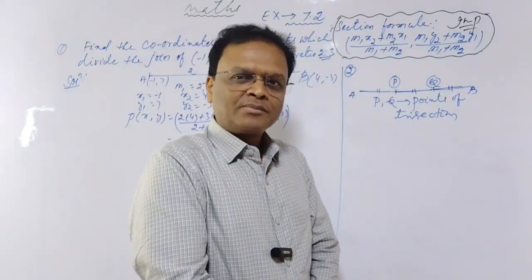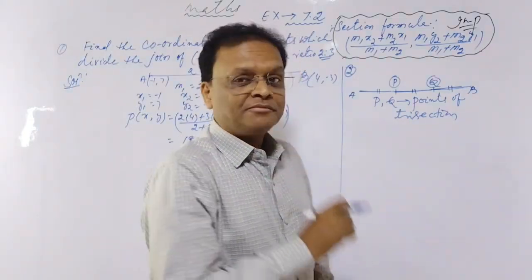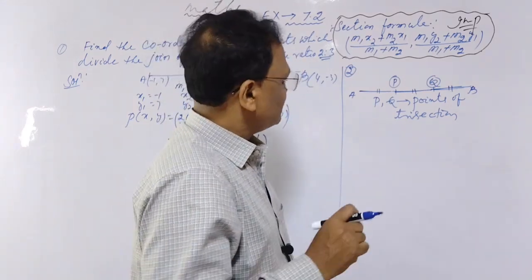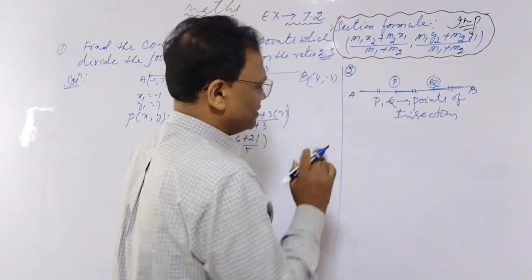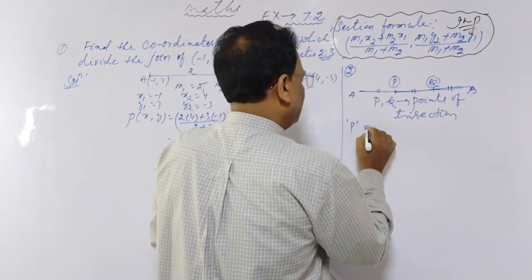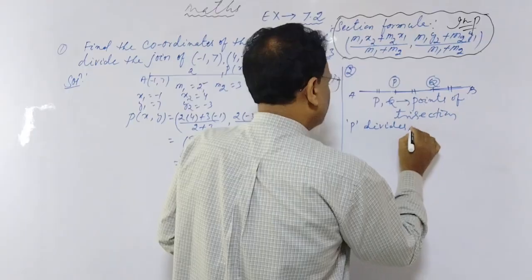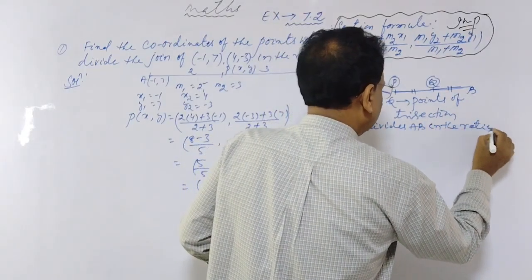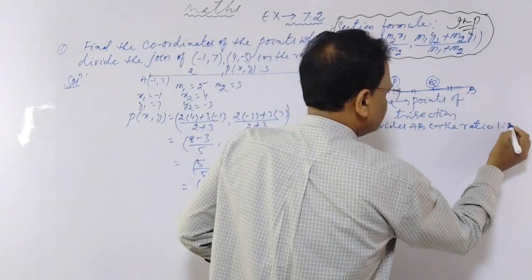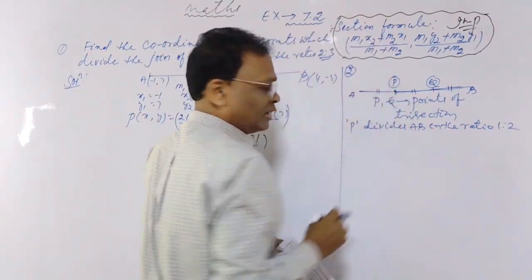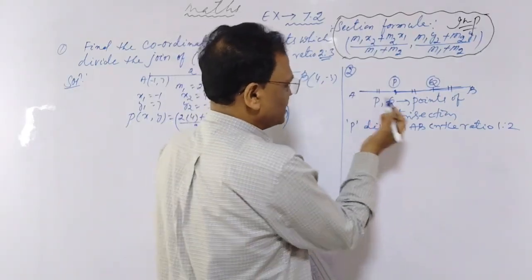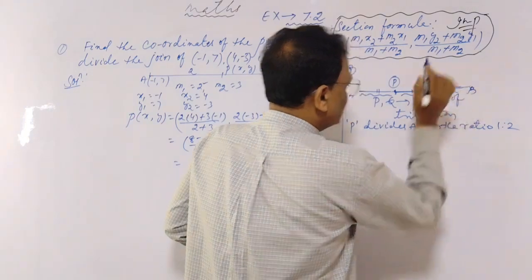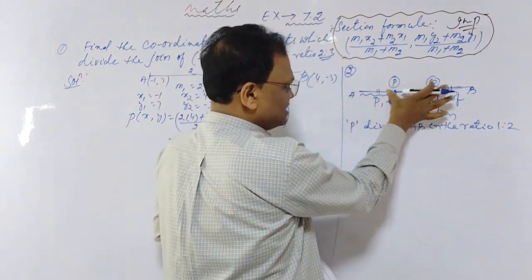So exactly I have to find the coordinates of both P and Q, because they ask me to find the coordinates of the points of trisection. So first I'll find the coordinates of the point P. Now, from here, actually P divides AB in the ratio, I think, 1:2. This point P divides this in two parts. This is the first part, and from here to here this is the second part. So can I say this is the first part and this is the second part?